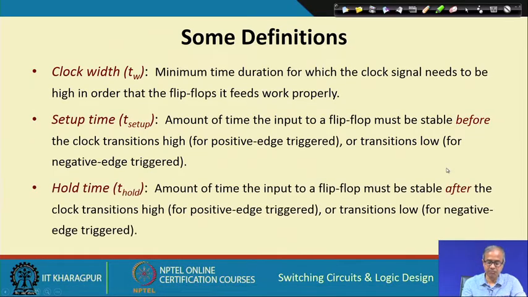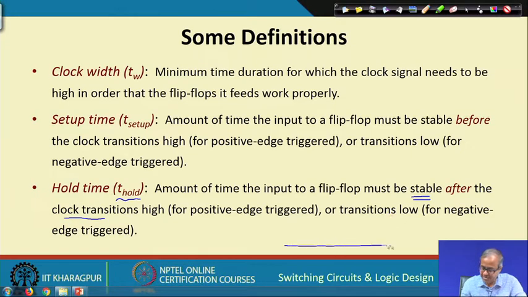So, in a similar way, you have another timing constraint called the hold time, denoted by T hold. This is on the other side of the clock edge. This is the amount of time the input of the flip flop must be stable after the clock edge comes. That means, for a positive edge trigger the clock goes high, or for a negative edge trigger the clock goes low.